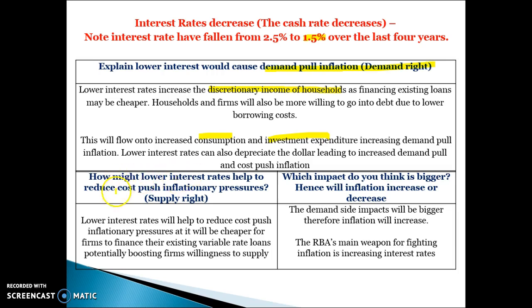From a cost-push inflationary point of view, so from the supply side, lower interest rates do reduce firms' costs of production when they have existing variable rate loans. So that can increase their willingness to supply. So the demand curve will shift to the right, which can lead to some demand pull inflation, but it can help to reduce some cost-push inflation because we're likely to see supply shift to the right because of the lower cost of production. Overall, however, the demand side impact is significantly stronger.